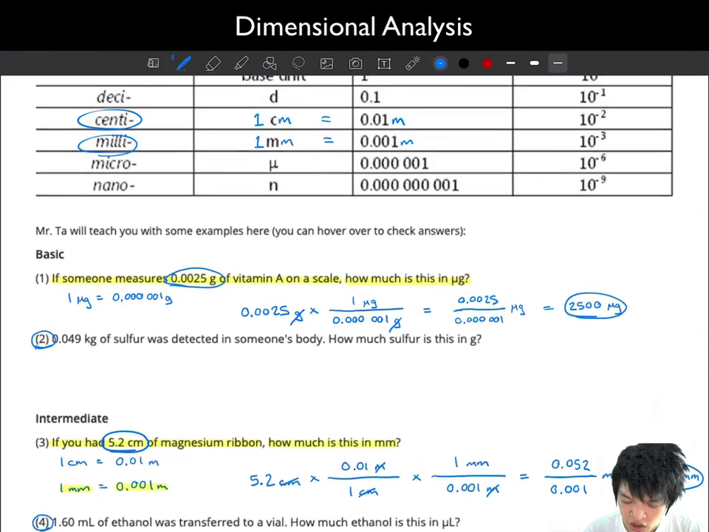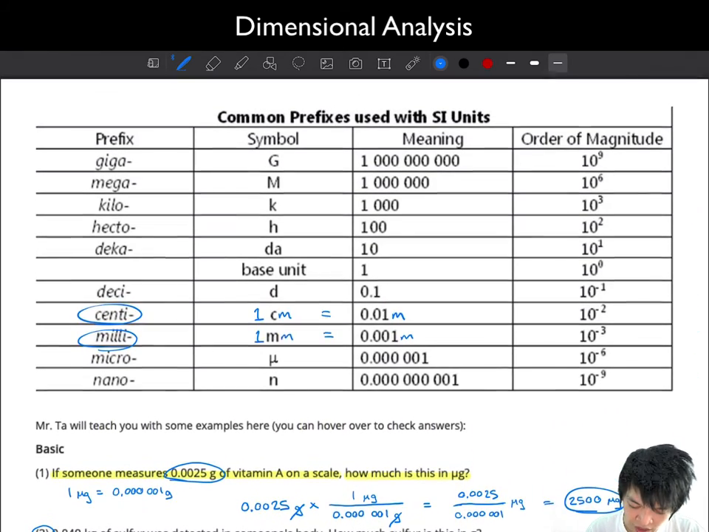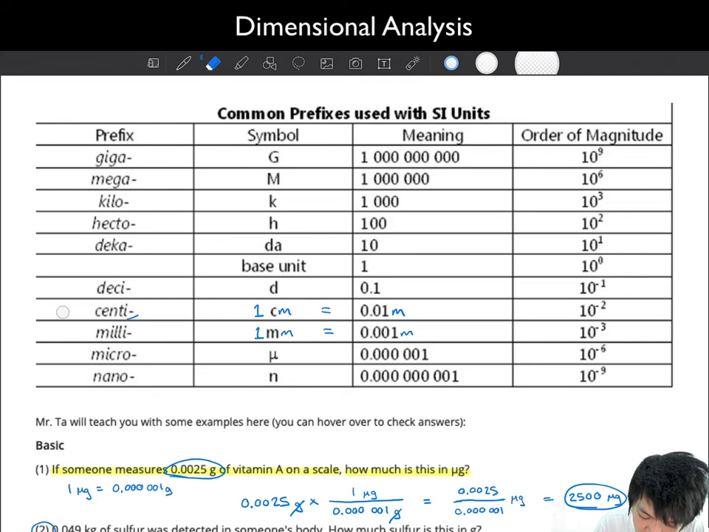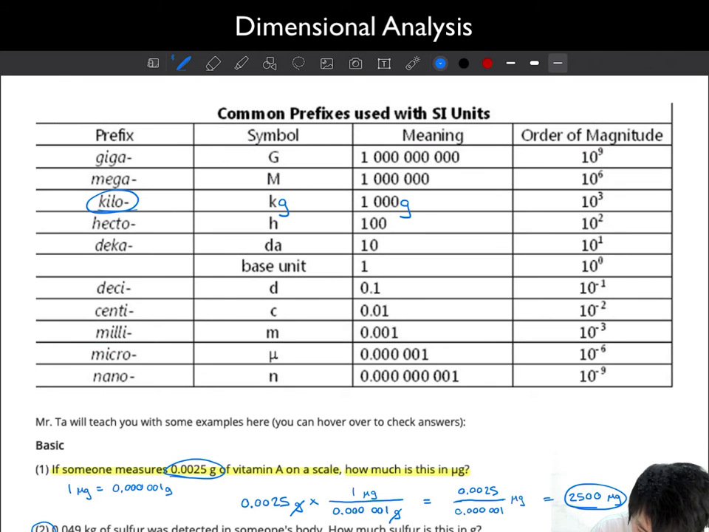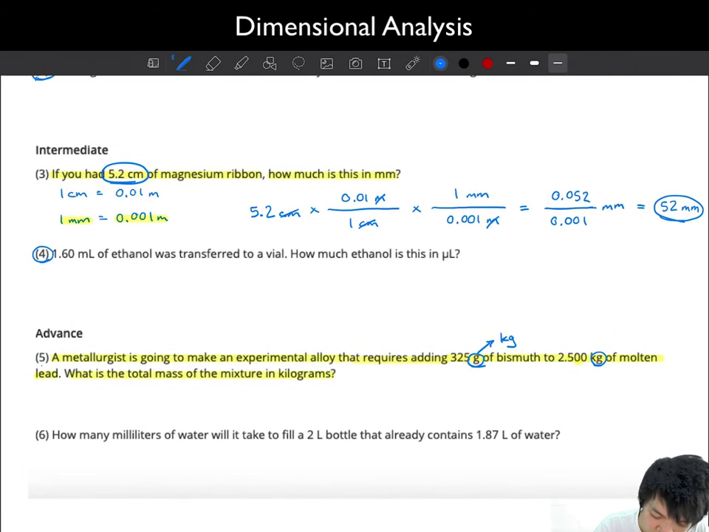Okay, what relationship do we need that involves grams and kilograms? I'm going to look at the top of the chart. Grams and kilograms. So the prefix that is involved is just kilo. 1 kilogram is equal to 1,000 grams. That's how we use it. I'm going to write down that relationship. 1 kg equals 1,000 g. I'm sure you knew that. Now, we're going to convert that 325 grams of bismuth to kilograms.